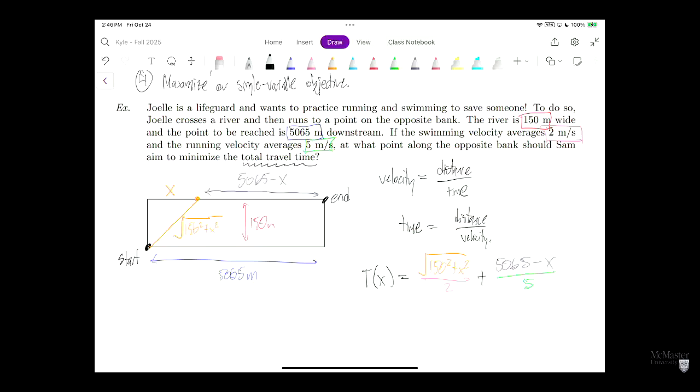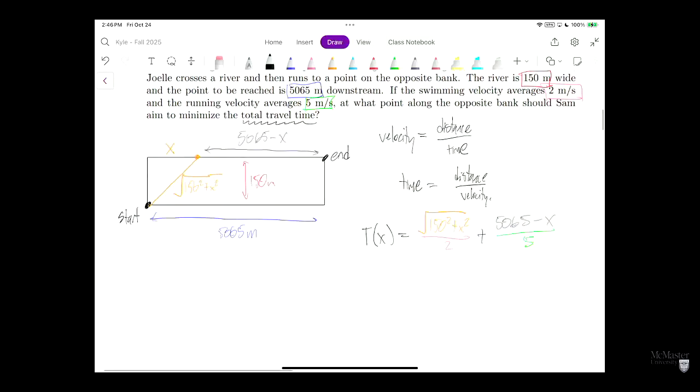So in particular, let's solve this one. To find a maximum, let's take the derivative and search for the critical numbers. T prime of x is going to be equal to, now let's take this derivative, we have a square root, so that's going to turn into 2 times, power rule, 2 times root of 150 squared plus x squared, chain rule 2x. So our 2's are going to cancel.